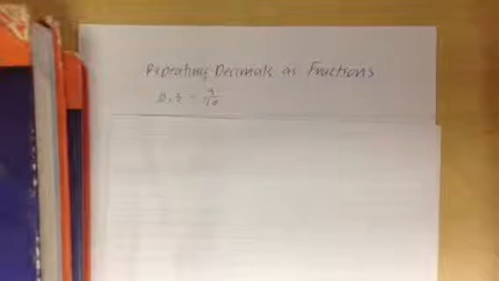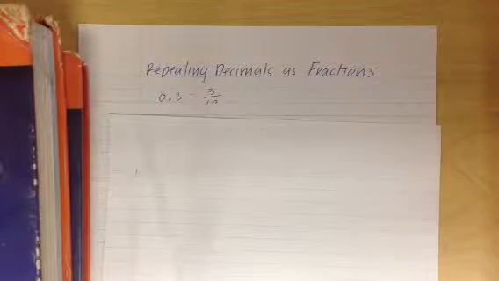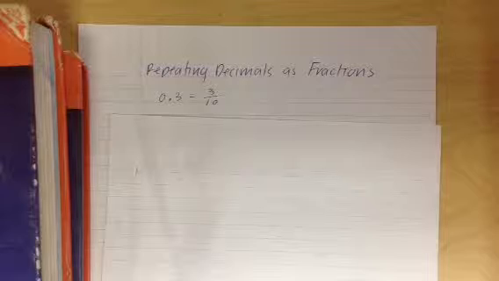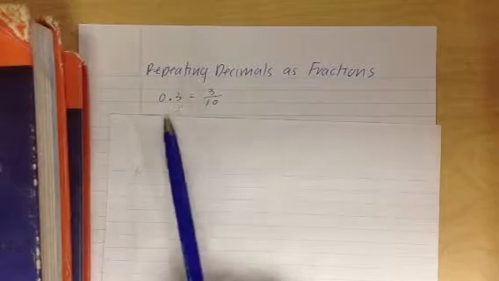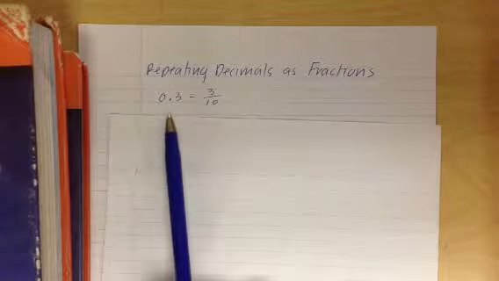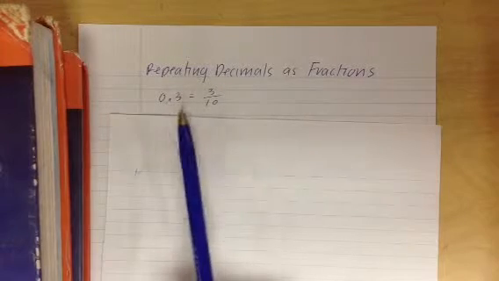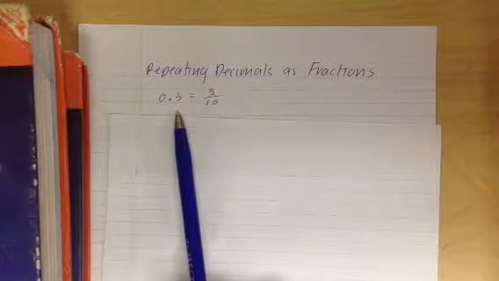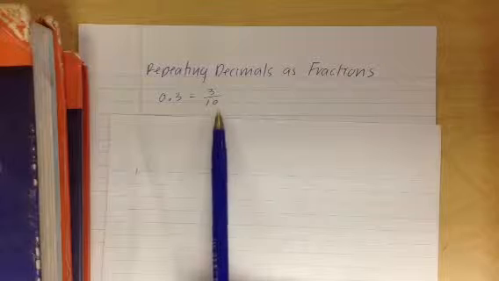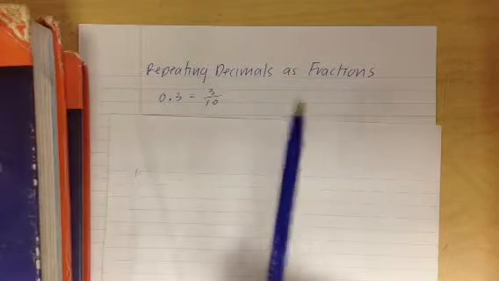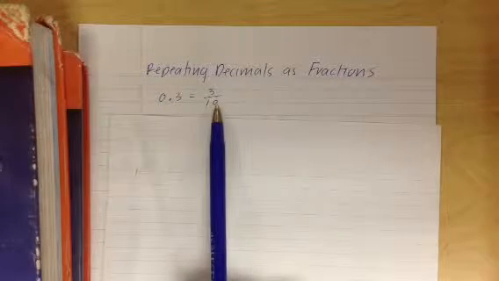Good morning, class. Today we are going to talk about writing repeating decimals as fractions. So yesterday we reviewed how to write regular decimals as fractions. This 3 is in the tens place, so all we have to do is write 3 in the numerator and 10 in the denominator, and then reduce if necessary. And here we don't have to do that.